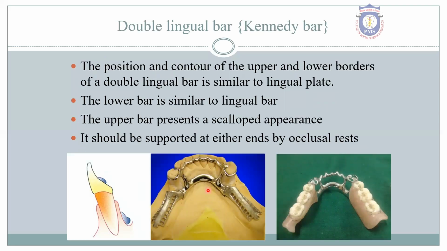The next mandibular major connector is the double lingual bar, which is also known as the Kennedy bar. In this, the position and contour of the upper and lower borders of a double lingual bar are similar to your lingual plate, but in between it is cut out. That is, there is a gap. So the lower bar is similar to the lingual bar and the upper bar presents a scalloped appearance. This should also be supported on either side by an occlusal rest on the mesial fossa of the premolars.